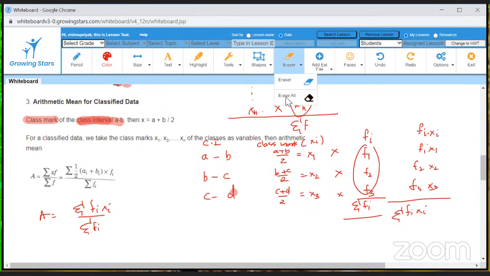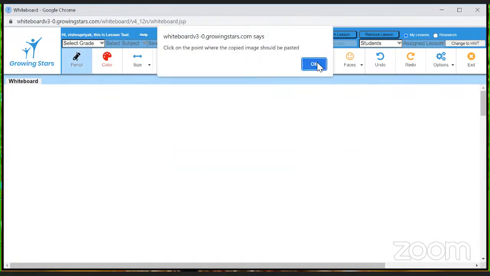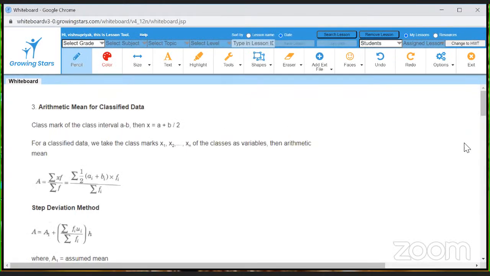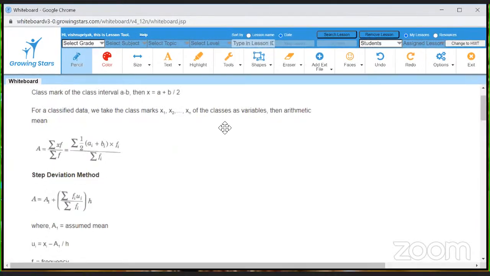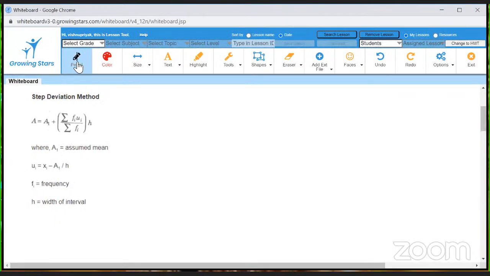Now, another method to find the mean when big numbers are given. When you have very big numbers, then you can use step deviation method. When you have big numbers, so what you have to do is arithmetic mean.